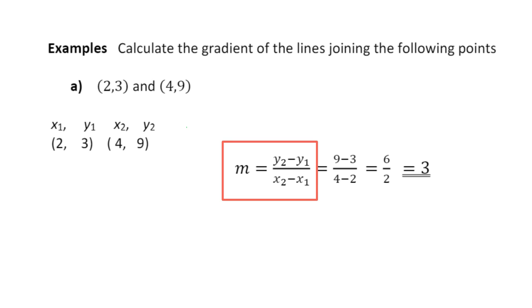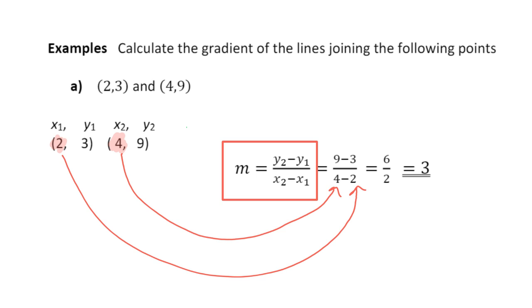Likewise, we do the same for the x values. So we've got x1 and x2. They're going to jump straight into the formula in the same way. x2 is a 4, so it's going to go in here. x1 is a 2, so it's going to go in like so. So 4 take away 2 gives us our 2.